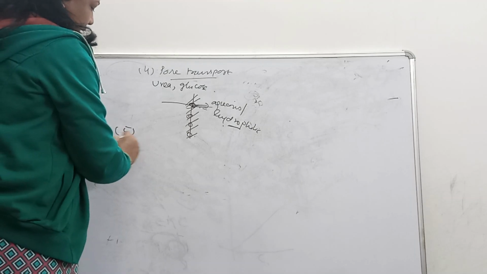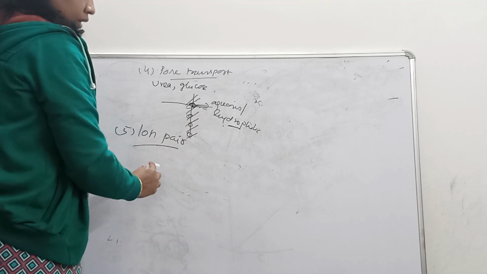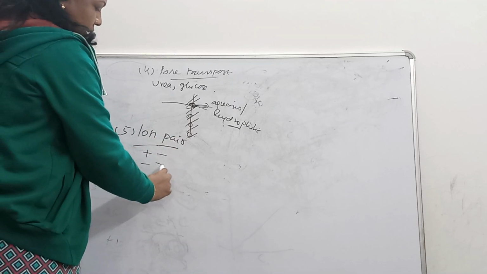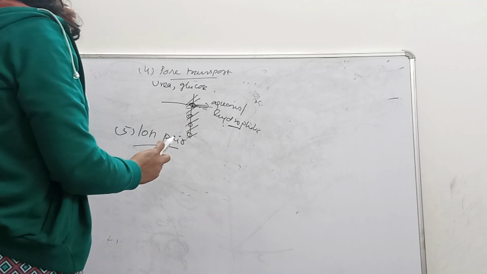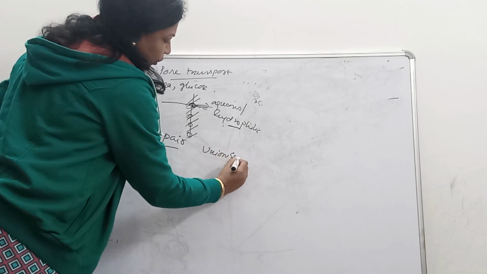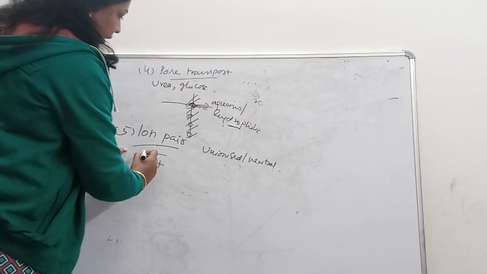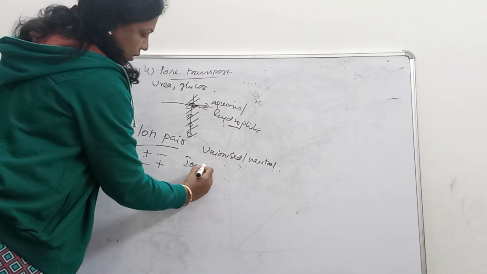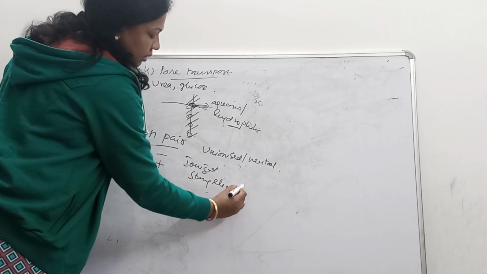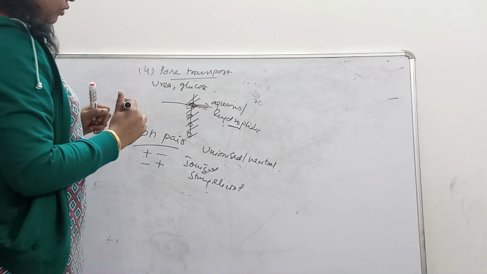And the last mechanism is ion pair transport, that is pairing of ions. If it is a positive ion, it will be paired with a negative ion, and a negative ion will be paired with a positive ion. That means unionized or neutral drugs' absorption will be more. If the drugs are ionized, like strong electrolytes, these drugs will have difficulty in absorption through this biological membrane.